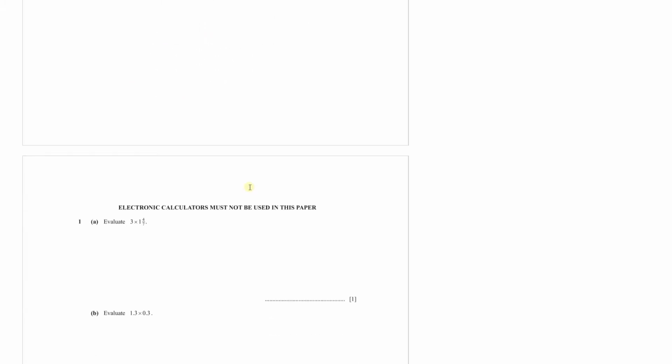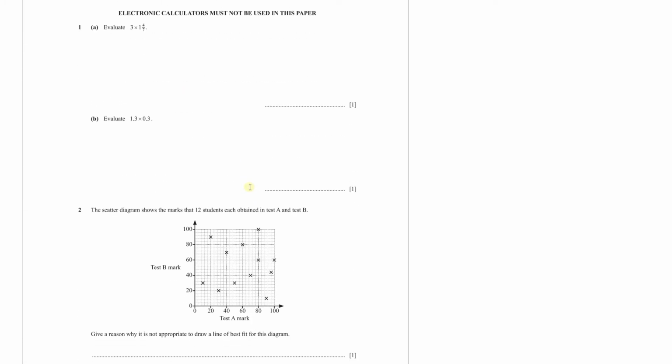In this video, we will solve O-Level Mathematics, Paper 1, Variant 1 for October-November 2019. So let's start with question number 1. Evaluate 3 multiplied by 1 whole 4 over 7.